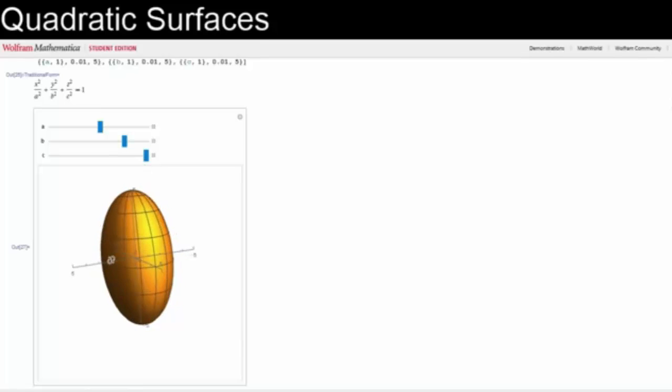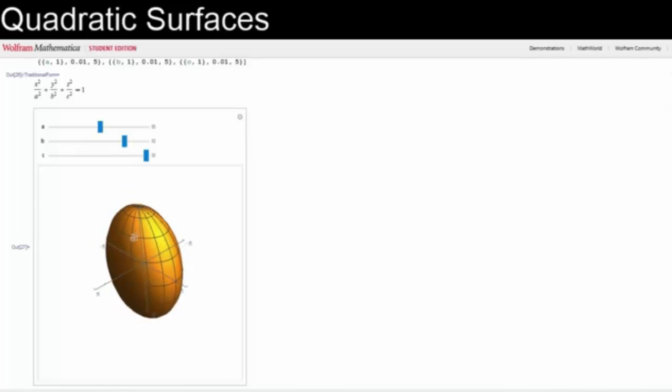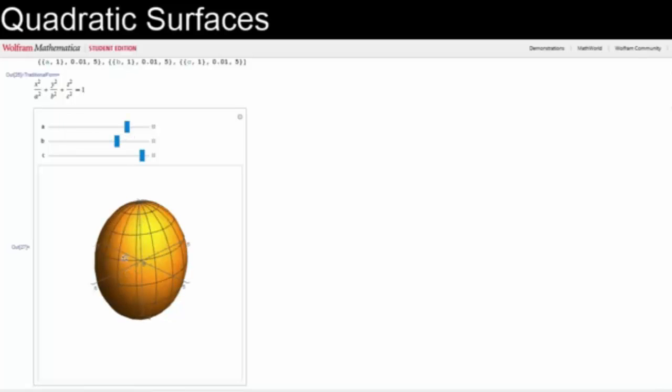So here, C is very tall now. So you can see how C affects how far it stretches in the Z direction. B affects how far it stretches in the Y, and A, how far in the X direction. Okay? So that's basically all there is to an ellipsoid.